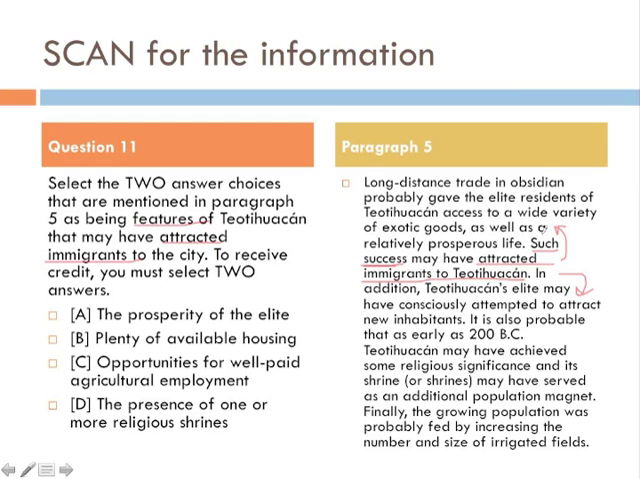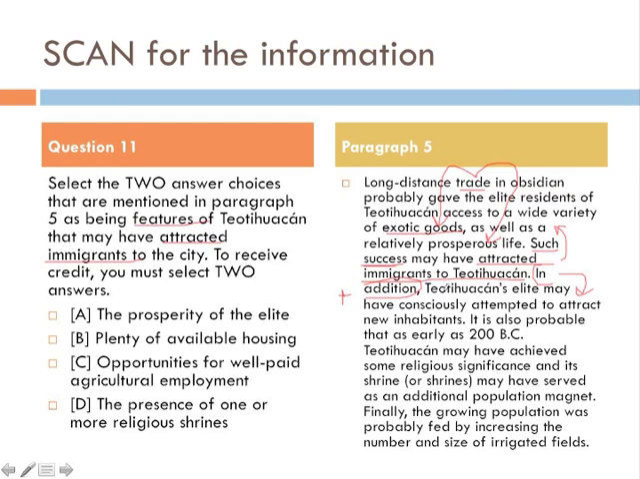So first off, what type of success were they talking about? Well, we notice that the trade in obsidian gave them access to a wide variety of exotic goods. So this trade seemed to give the residents of the city exotic goods, and also seemed to have given them a prosperous life. Well, that would certainly be one reason why you would attract people to the city. Notice the sentence that follows uses the words in addition. This information also kind of tells us that there is more that is coming, so that we need to continue to read.